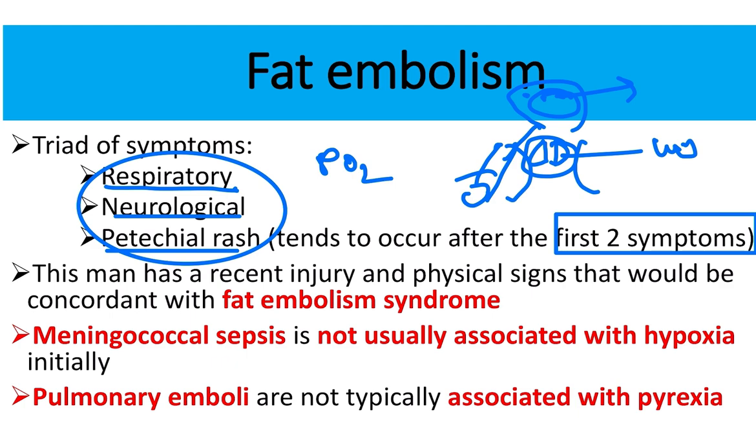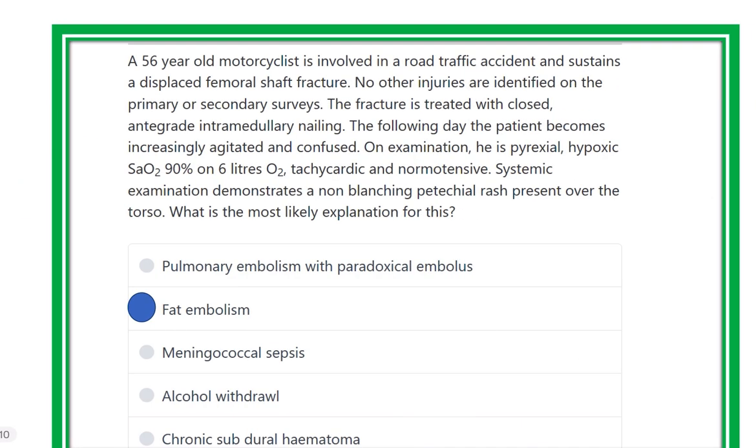Another option is meningococcal sepsis. Meningococcal sepsis is usually not associated with hypoxia, that means oxygen deficiency. And pulmonary emboli are not associated with pyrexia. So when there is pyrexia, respiratory compromise, a neurological disorder and a petechial rash, these are the diagnosis of fat embolism. So the answer is fat embolism.